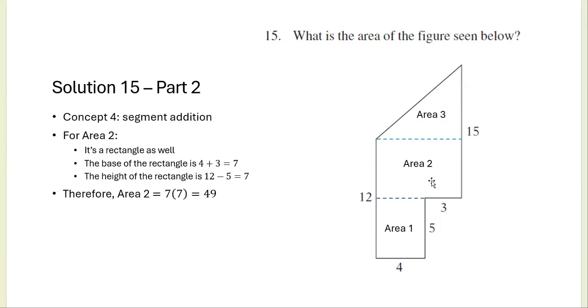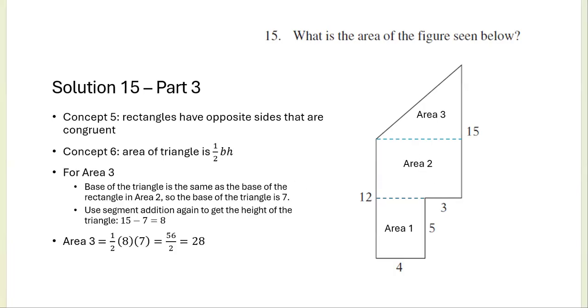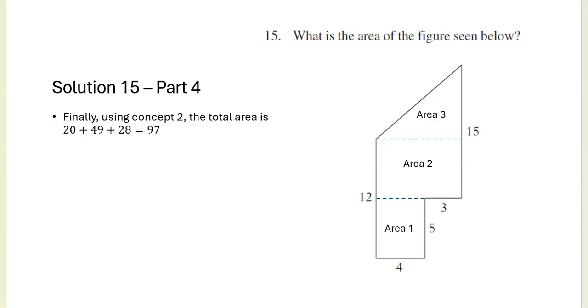So look, this should put a disclaimer also, not drawn to scale. This is actually a square. Doesn't look like it though, at least to me. Now let's move on to area 3. Well, we found the base was 7. And what's this height? Again, we just used segment addition. We found that this was 7, right? So 15 minus 7, this much left up here is 8. Okay, so half times 8 times 7, that's 28. We can add all 3 together now. Answer is 97.